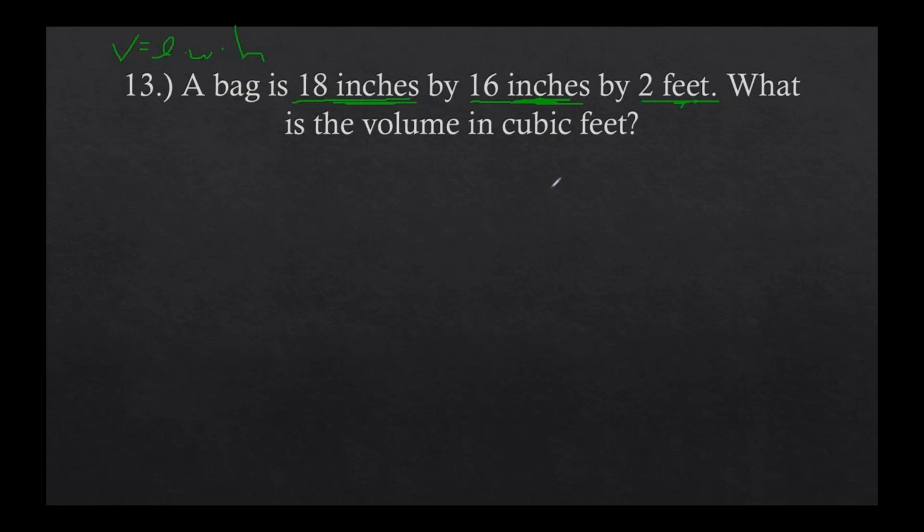So it looks like Shannon changed 2 feet to be 24 inches. And if you do that to start, that's great, because then you know the volume is 18 times 16 times 24, and as Shannon has there, 6,912 cubic inches. And it's cubed because you have inches, inches, inches. That's 3 times. However, look at the question. The question says, what is that in cubic feet?